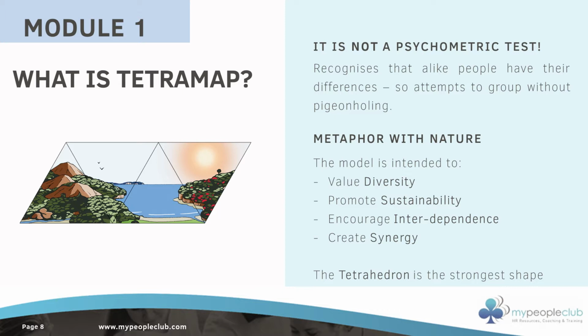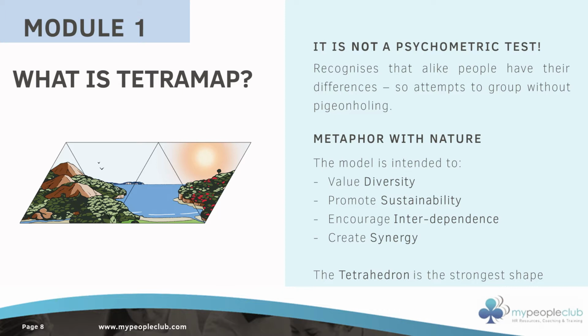TetraMap isn't so much about the psychometrics, it's about thinking about our behavior. And it's recognizing that 2 people can be alike, they can be quite similar in terms of how they come across, but actually there are some subtle differences. So it's really trying not to pigeonhole you into one of the elements that I'll share in a bit more detail. The essence of TetraMap is it's linked to nature and the metaphor that it has with nature.